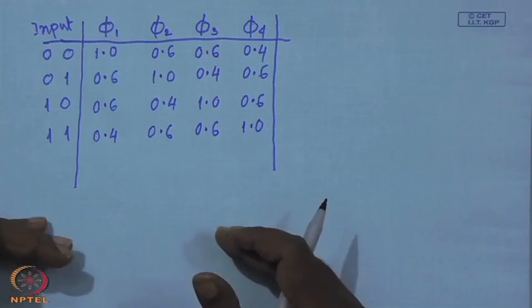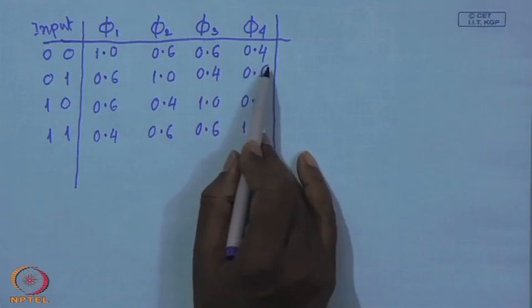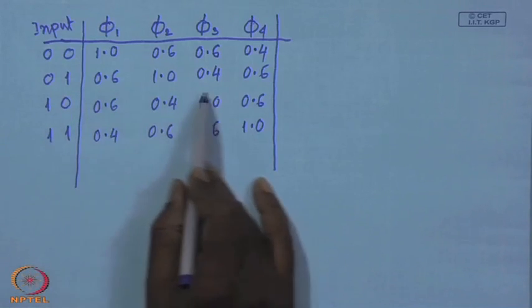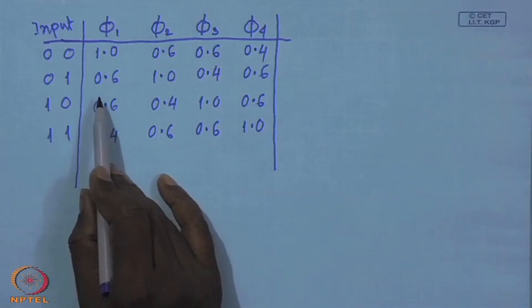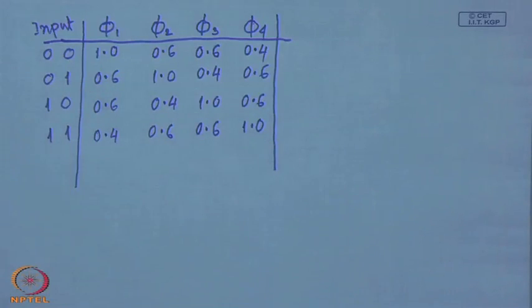So, you find that given a two dimensional feature vector 0 0, this has been cast into a 4 dimensional feature vector, where the components are 1.0, 0.6, 0.6 and 0.4. Similarly, 0 1, a 2-dimensional input feature vector, has been cast into a 4-dimensional feature vector, the components being 0.6, 1.0, 0.4 and 0.6. So, every 2-dimensional input feature vector is converted to a 4-dimensional feature vector by using 4 radial basis functions.